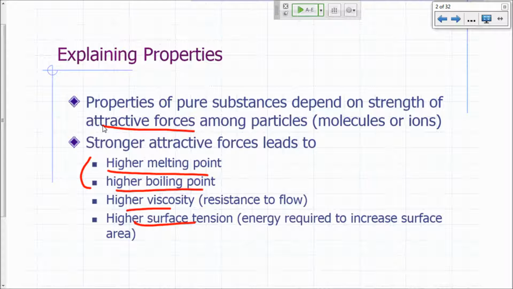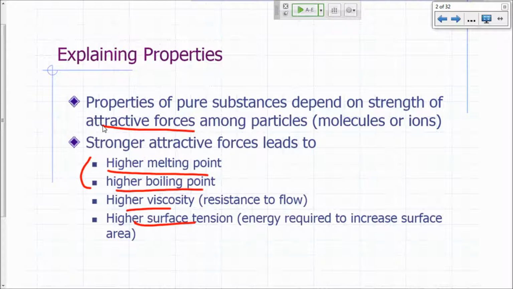So what happens in boiling when a liquid boils? You're spreading out your molecules. So it takes more energy for them to overcome those forces of attraction. So you would expect a higher temperature. A higher temperature simply means you have more energy for your molecules. Same thing with melting point.